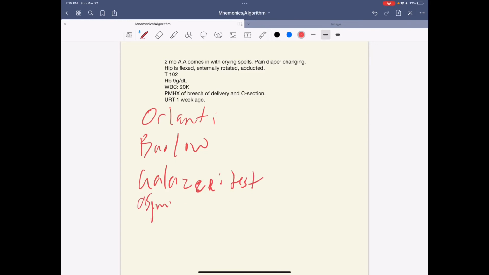Asymmetrical inguinal folds. So these are all for developmental hip dysplasia. This causes clunks and clicks, right?